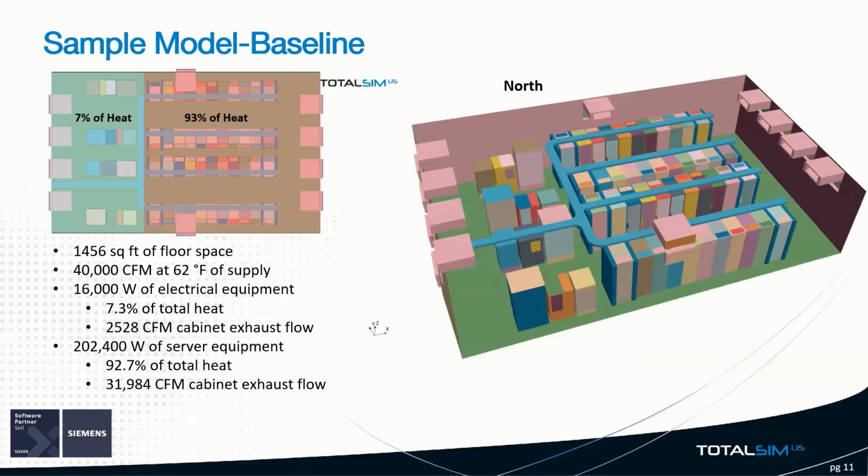I'm going to go through a sample model that has been modified from an actual customer model, which I do not have rights to talk about. This is a 1,500 square foot floor space with two main cold air aisles, 4 rows of server equipment on the east side of the room, totaling 93% of the total heat, and 4 rows of electrical equipment on the west side of the room, totaling about 7% of the total heat. Overhead split units serve as the cooling systems for the design. This model was prepared and simulated in Siemens Star-CCM+.